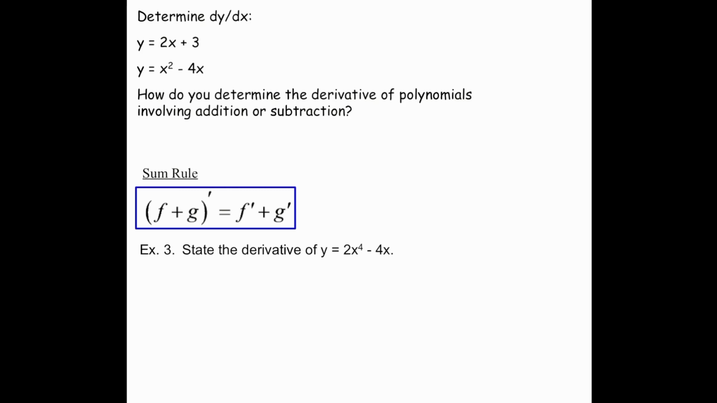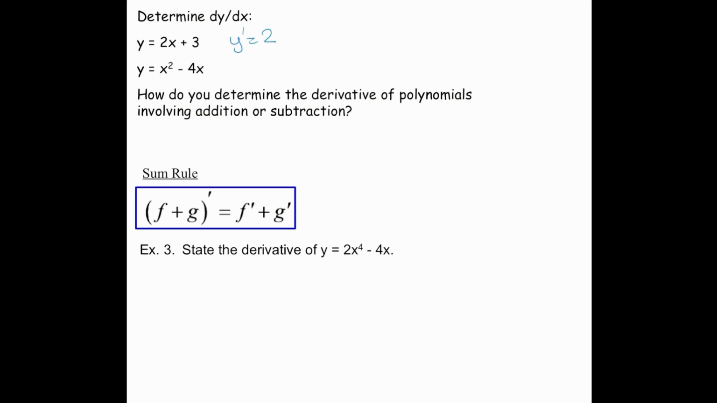So what if our polynomial is a little more complex than just a 2x squared or a constant value? We need a way to determine the derivative of a polynomial that involves addition and subtraction. And so here are a couple of examples. If my original function is y equals 2x plus 3, I'm going to tell you that the derivative is y prime equals 2.